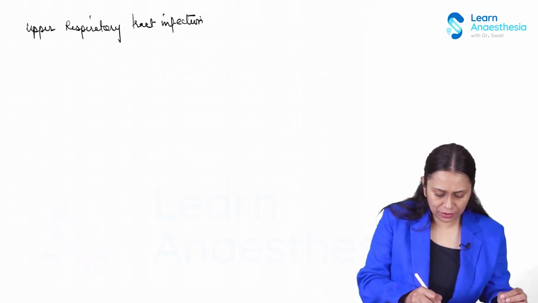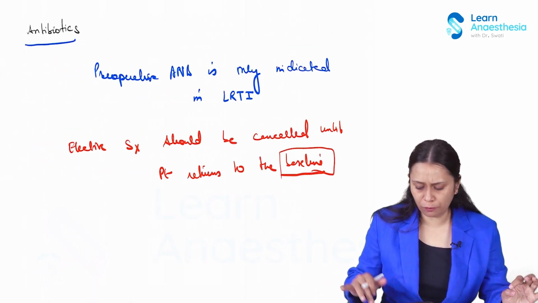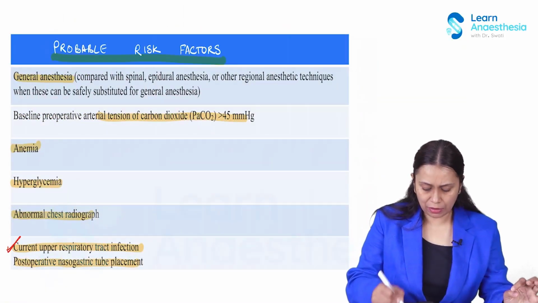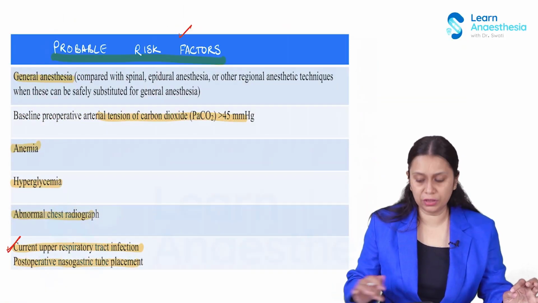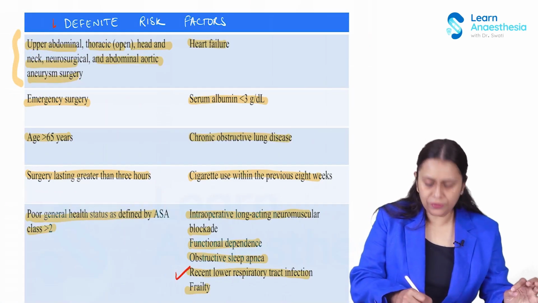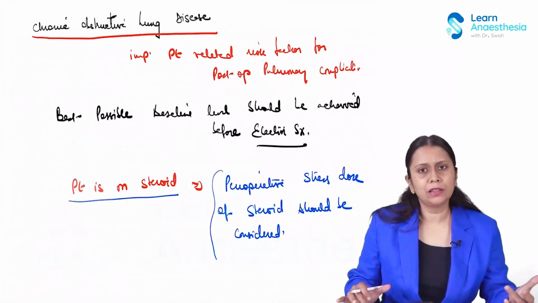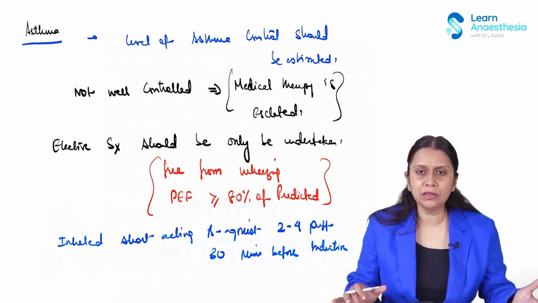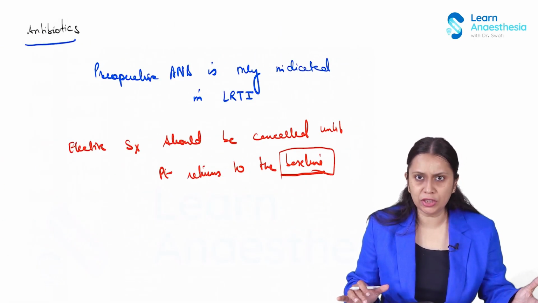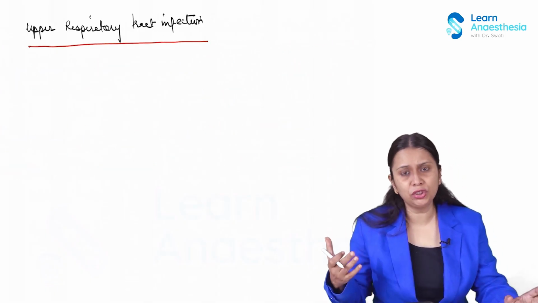Okay. Now, upper respiratory tract infection. If you have noticed, in the risk factors for post-op pulmonary complication, the upper respiratory tract infection is a probable risk factor. It's not a proven risk factor. Lower respiratory tract infection is a definitive risk factor. The studies supporting upper respiratory tract infection as a probable cause of increasing post-op pulmonary complication are few, especially in adults. Most of the studies have been done in children.